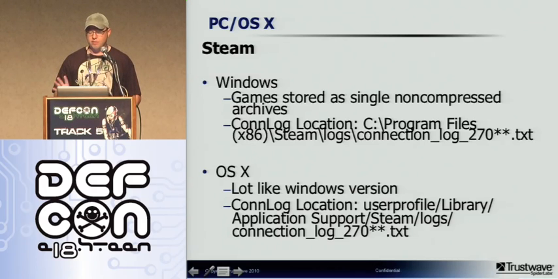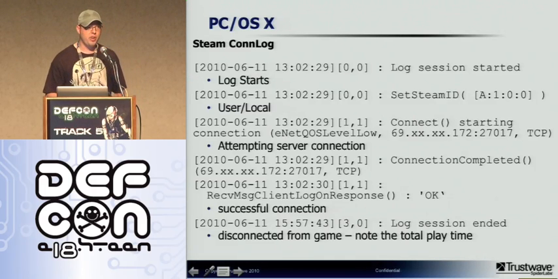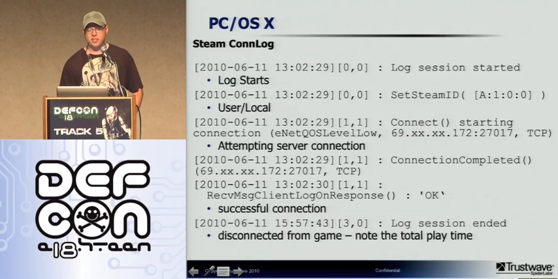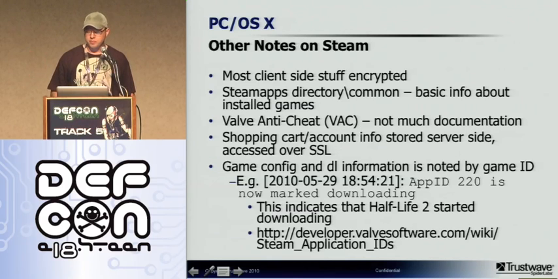On OS X, a lot is the same, and the connection log directory is in a different location: user profile, Library, Application Support, Steam, logs. For the connection log on the user end, if you're connecting out, this is what you're going to see. The log starts, this is your IP address, you started connecting, and the connection completed, and you can get a good idea of how long they played on this particular system. So if you need to prove what actions were taking place on a system during this time, and you have these logs available, you can say, oh, this person was playing Left 4 Dead 2 for 3 hours.